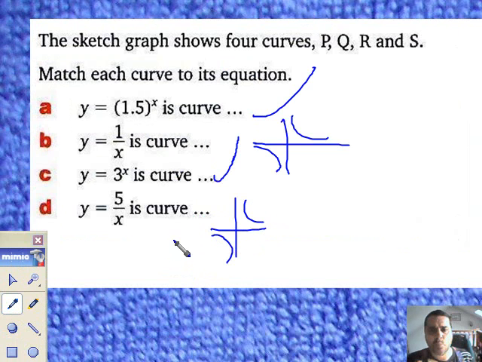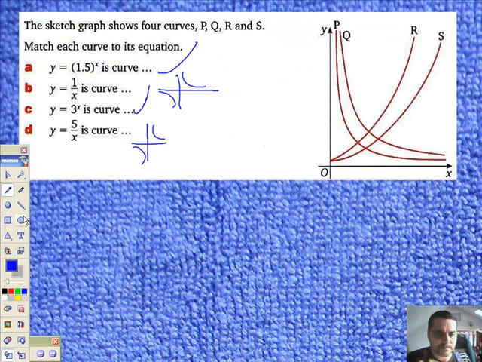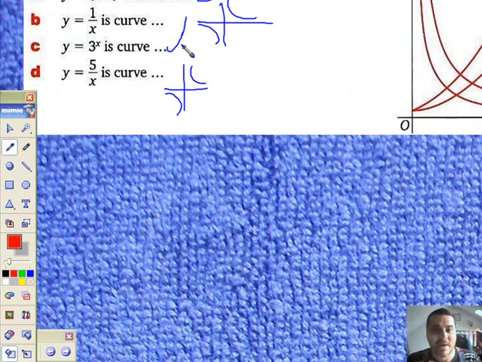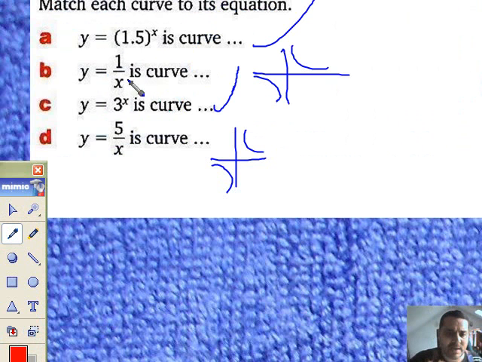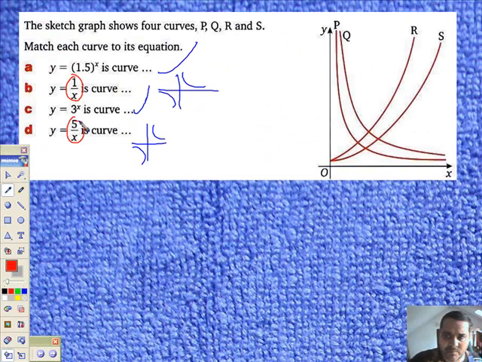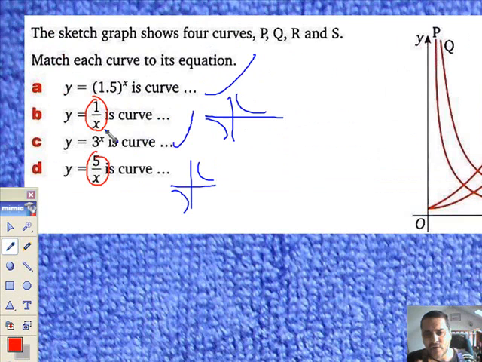Right, let's just take them one at a time. It's working red, I think. So I've got 2 power curves and 2 reciprocal functions. Let's just do the reciprocals first. There's that one and there's that one. So B and C. Let's look at it very carefully. Now I've got y equals 1 over x and y equals 5 over x. Which is which? Well, these are the 2 reciprocal functions, Q and P.